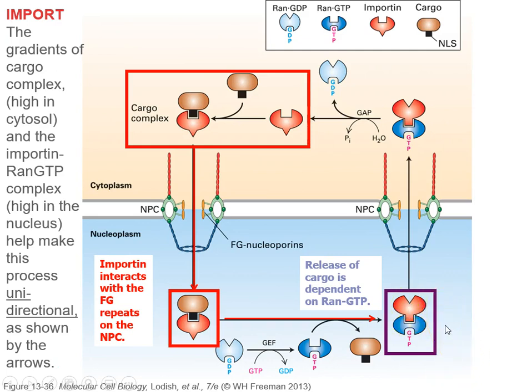We have to get the importin back into the cytosol. The RAN GTP will get it there. We go across, and the importin, once again, will interact with those FG proteins. Now here we are in the cytosol, and in the cytosol is RAN GAP. RAN GAP will catalyze the conversion of the GTP to GDP, and now we have RAN GDP, which is inactive. We release the importin, and now the importin can carry out the cycle again.